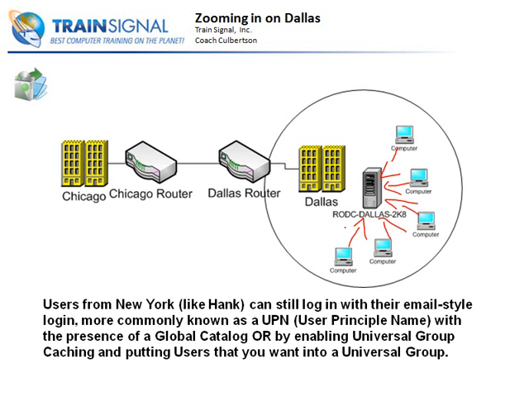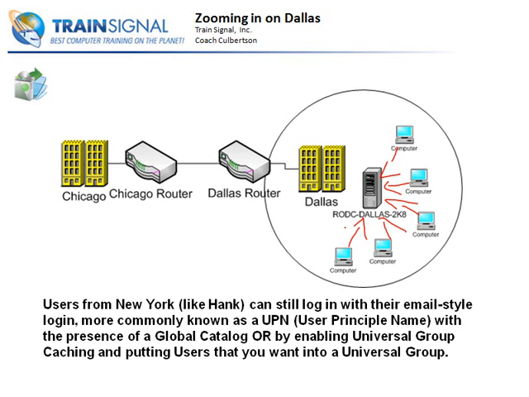Now, here's the thing, okay, and I want you to understand this. When you have a branch office like this, and you have users coming from an entirely different site, users from even New York, by the way, can still log in with their email style logon. And by the way, it's more commonly called, I think I mentioned this to you just a little bit earlier in this video, it's normally called a user principal name.